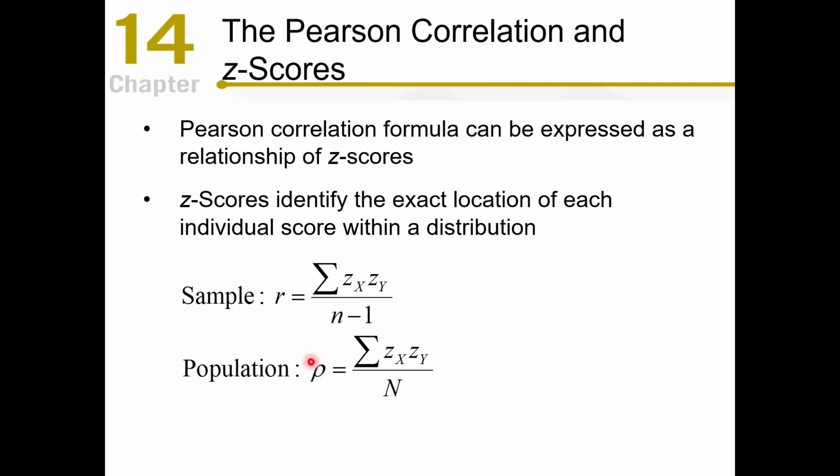Notice that we're using n minus one for a sample, and we're using big N for the population. This is rho, the Greek symbol for rho, and this is for the population. This is for the sample. Z-scores, like we talked about before, help us identify our exact location for each individual score. This is how you would calculate it. We're not going to do it. We could, because we know how to calculate z-scores, and I might show you how to do it in class, but we won't do it via the recorded lecture.